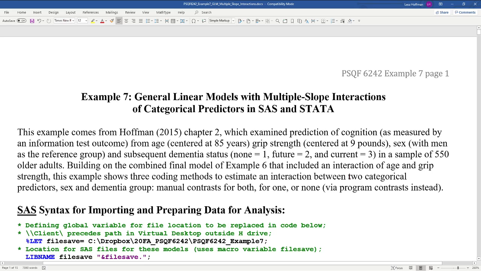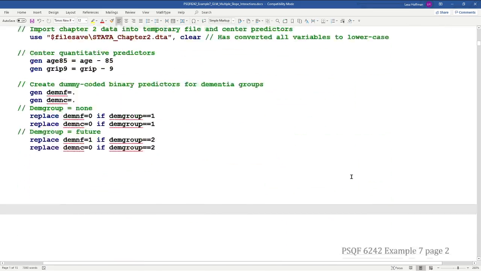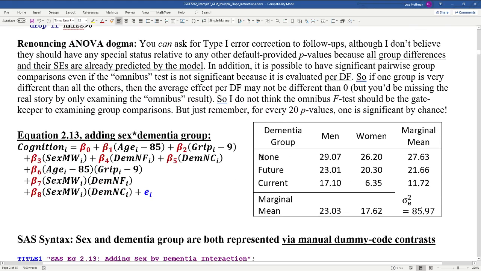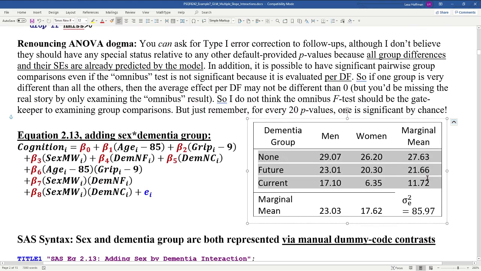So in part 1, we went over the beginning of this handout describing data manipulation, setting up the story for the analysis, and the main story can be summarized by this table right here. We're going to be examining the interaction between a 2-group version of gender and a 3-group version of dementia. This is what would be known as a two-way analysis of variance.